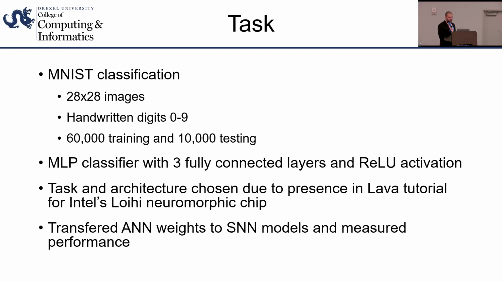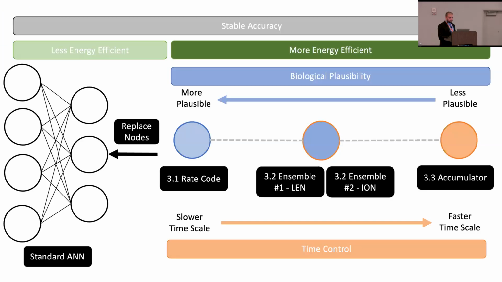In order to test our models, we did traditional MNIST classification using an MLP classifier with 3 fully connected layers and a ReLU activation. The task and architecture were chosen based on their presence in the Lava tutorial for Intel's neuromorphic chip, Loihi. We transferred the ANN weights from this training model to our SNN models and measured their classification performance. Here's an overview of our methodology.